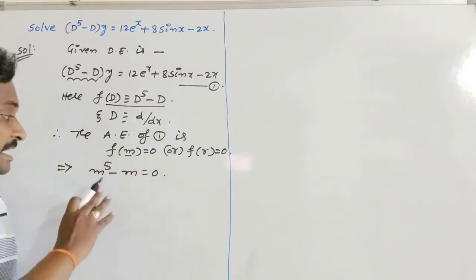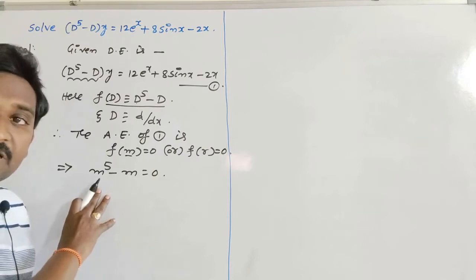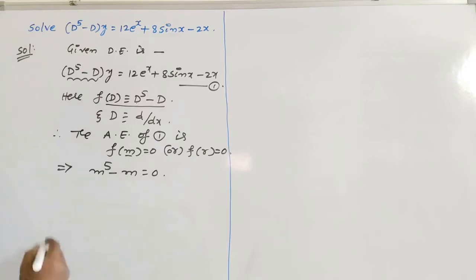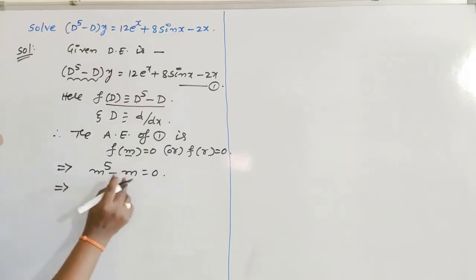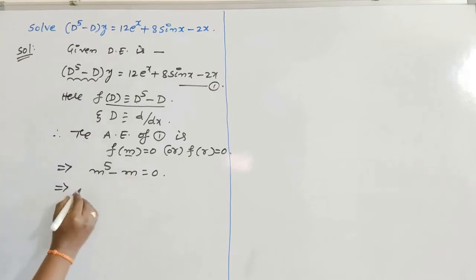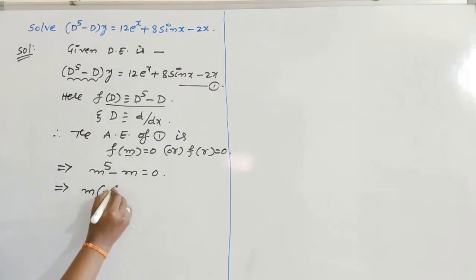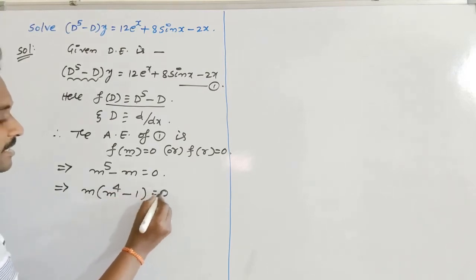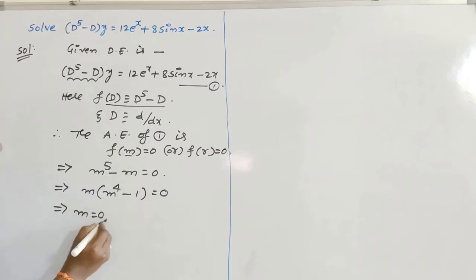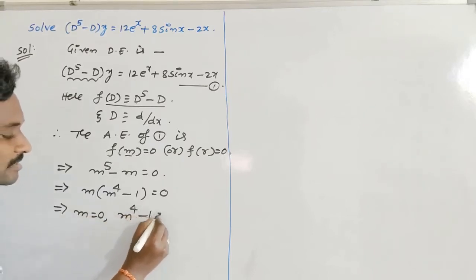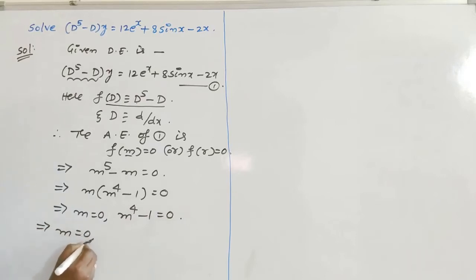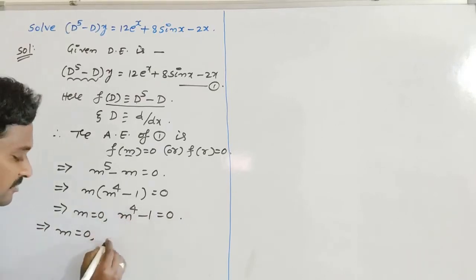Clearly this is a 5th degree algebraic equation in terms of m. Hence it has exactly 5 roots. Since the constant term is not present in this equation, m is the common term. m(m^4 - 1) is the remaining term, equal to 0. So m = 0, or m^4 - 1 = 0.